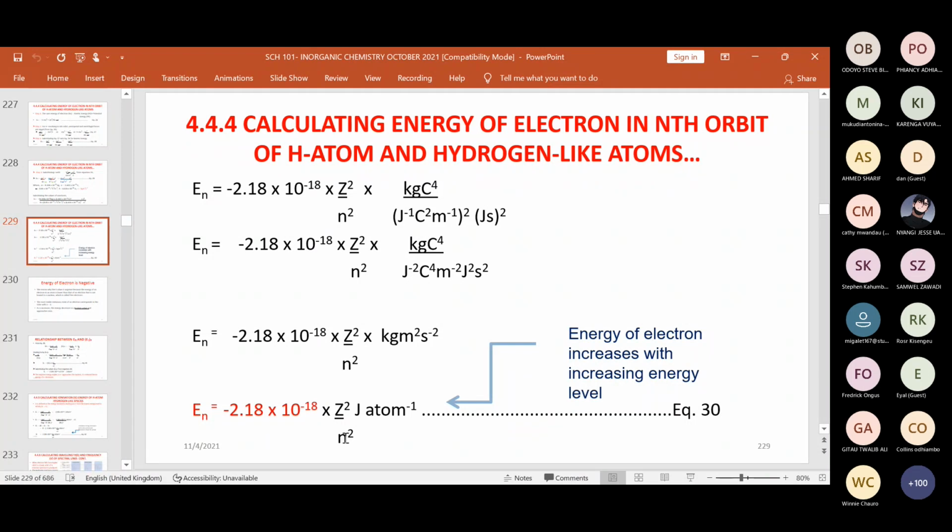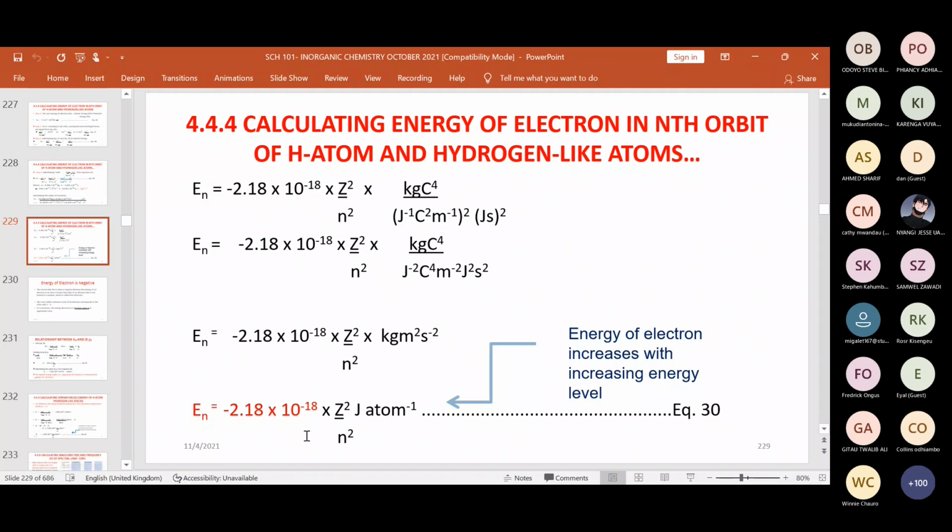If the electron is in the second orbit, the value of N will be 2. So you'll have 2 squared. If you got the third orbit, the value of N will be 3, and so you'll have 3 squared. As you go to the fourth orbit, the value of N will be 4, so you'll have 4 squared.